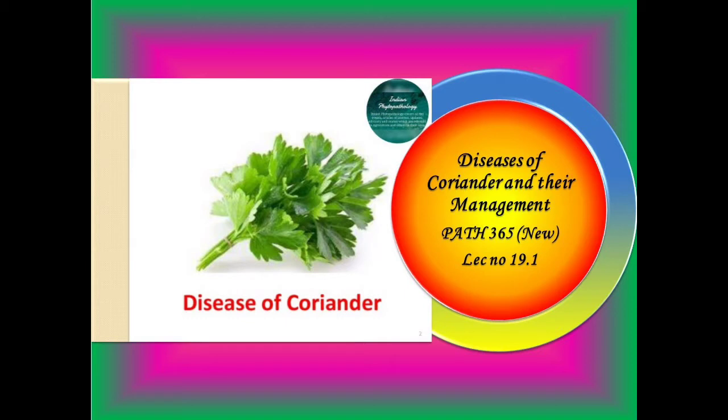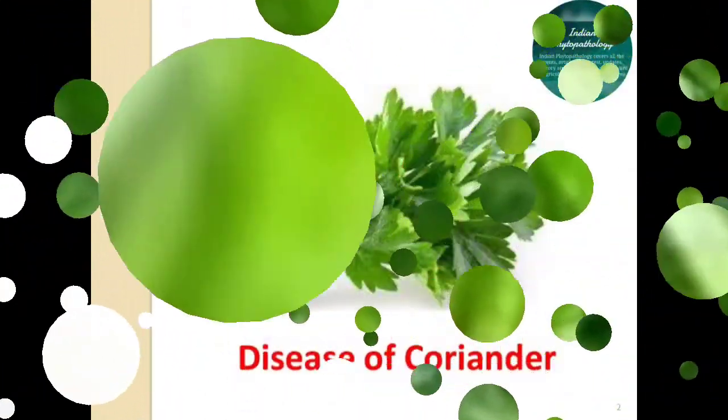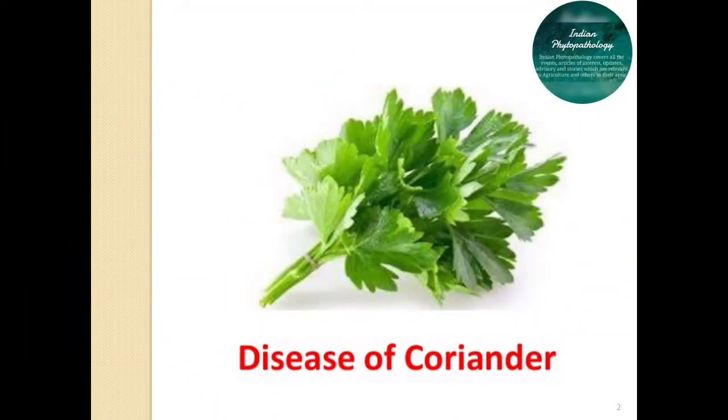In today's lecture, we are going to see diseases of coriander and their management. In coriander, there are three most important diseases. First is fusarium wilt, second one is powdery mildew, and third one is stem gall. All these three diseases are very important.